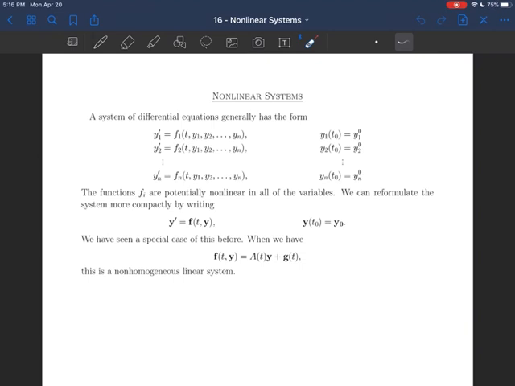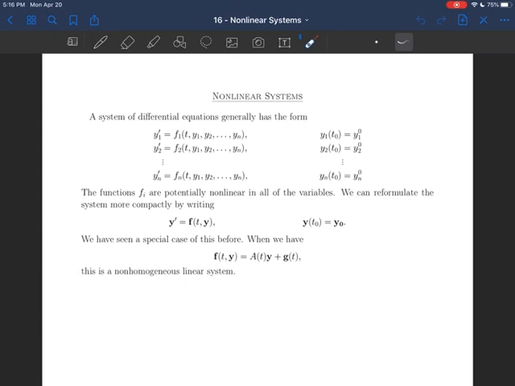Right, so as I said, the functions are potentially nonlinear in all variables, and we can then reformulate this by writing the functions as vector-valued functions. So then we have y prime equals f of t comma y, and y of t0 is equal to y0. It's much simpler and more compact to write it in this form. Okay, great. Now we've seen this kind of thing before.